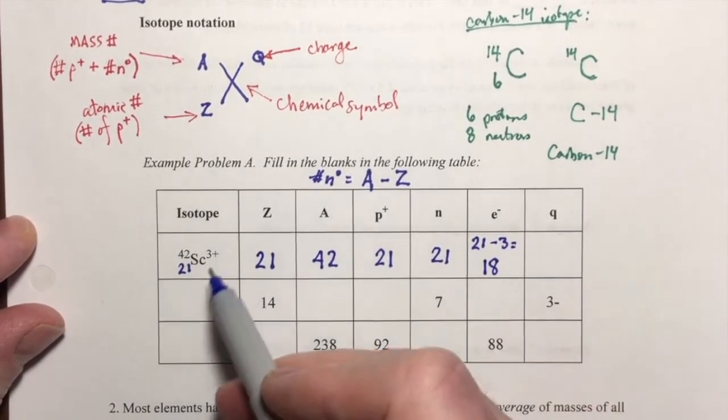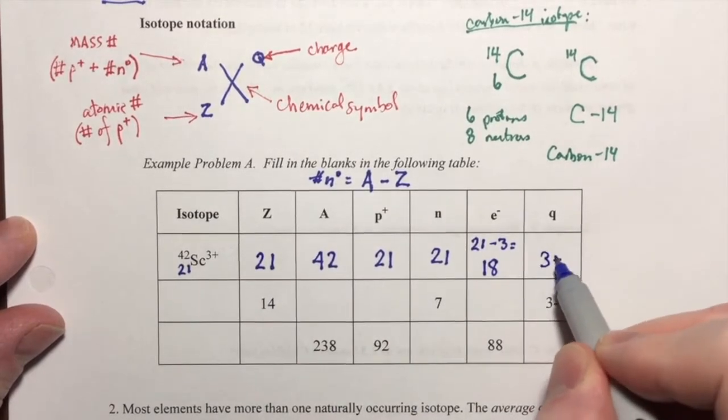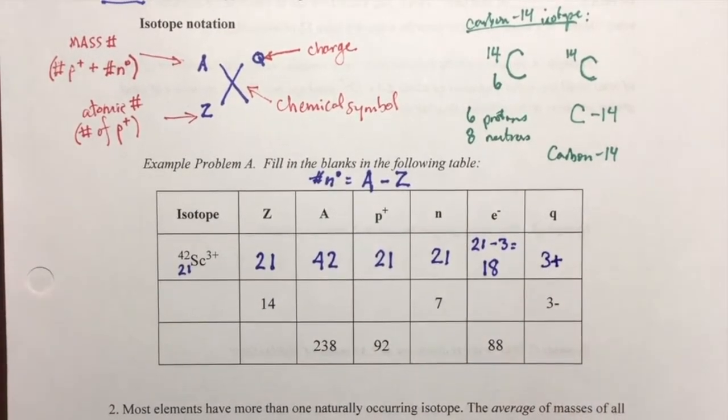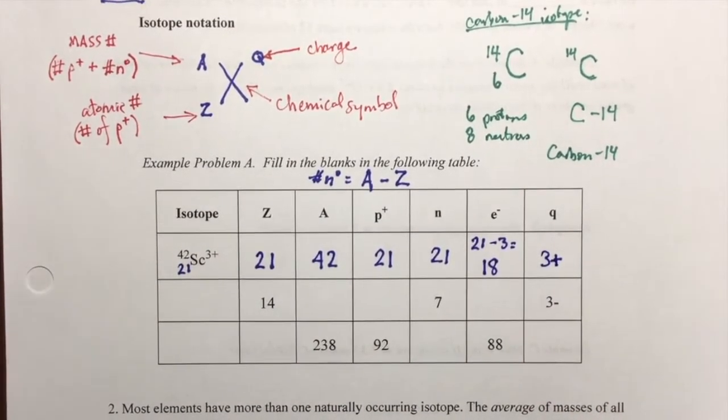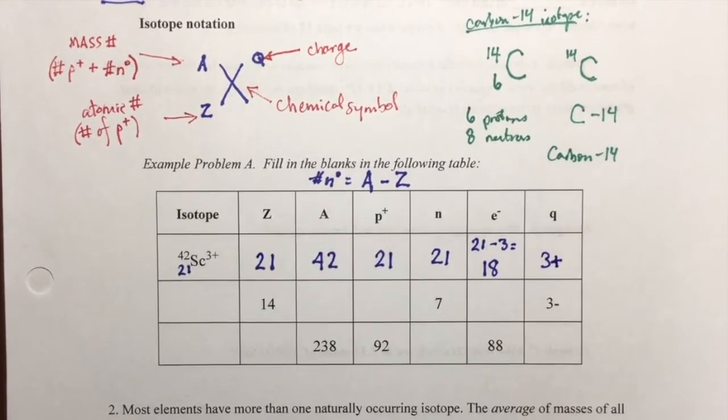What is the charge on here? It's right there. It's the 3+. Okay, 3+ charge. So that's how we do this math.